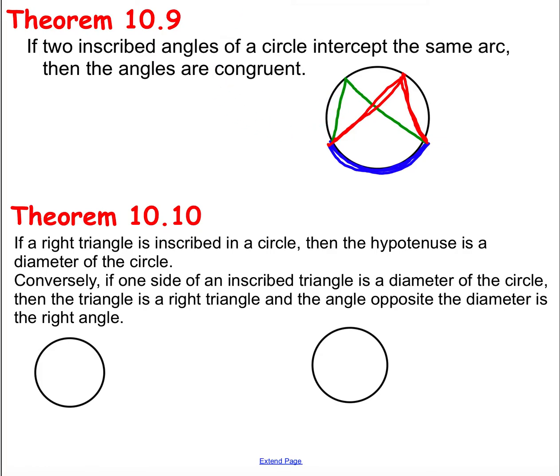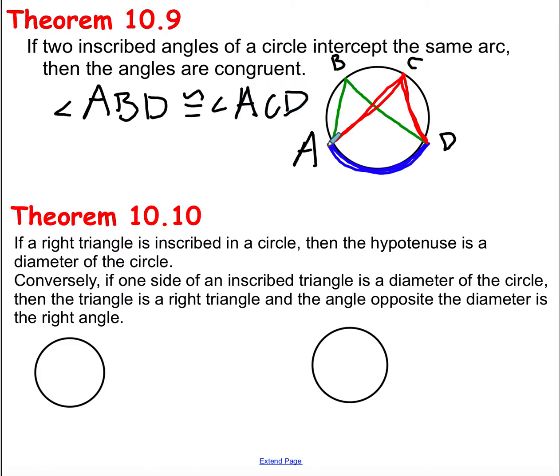Okay, so if we wanted to write this out, let's say this is point A, we'll call this point B, we'll call this point C, and we'll call this point D. Because arc AD is the same in both cases, because angle ABD and angle ACD both intercept arc AD, then we know for sure that angle ABD and angle ACD are congruent.